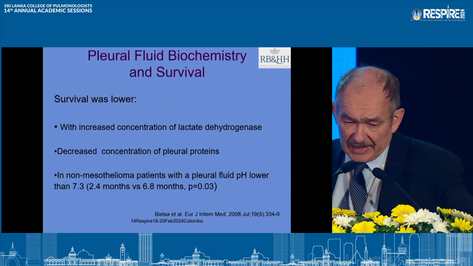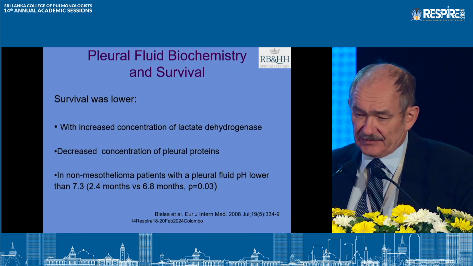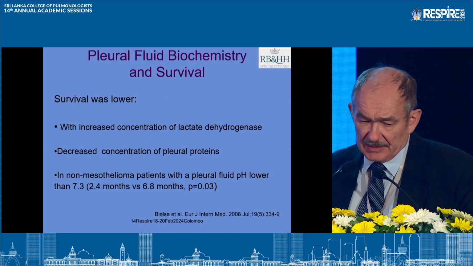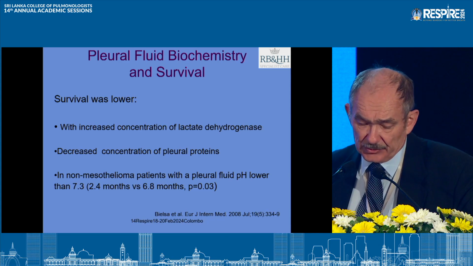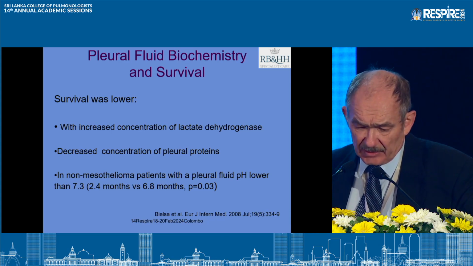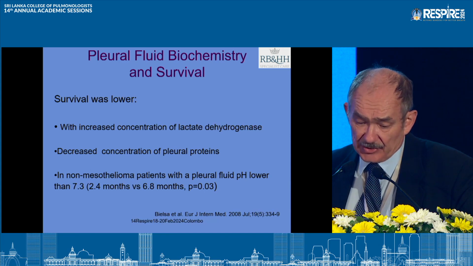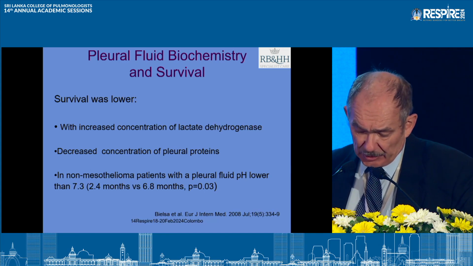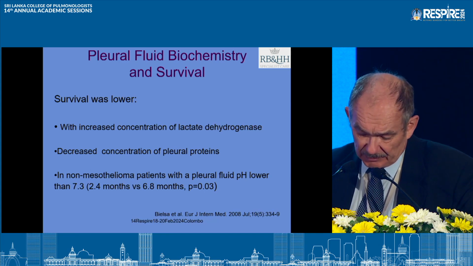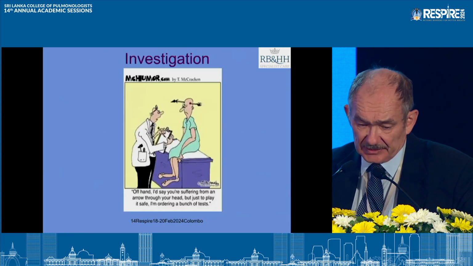Also, pleural biochemistry can be indicative and prognostic, and we can predict survival to a certain degree, knowing that lower lactate dehydrogenase and lower pH will lead to less survival.